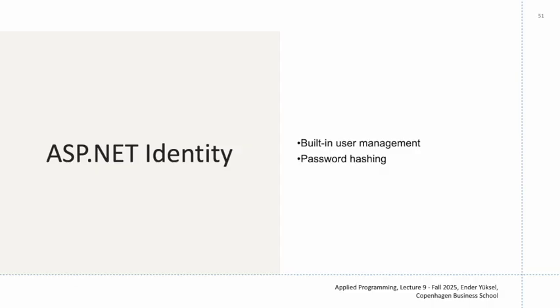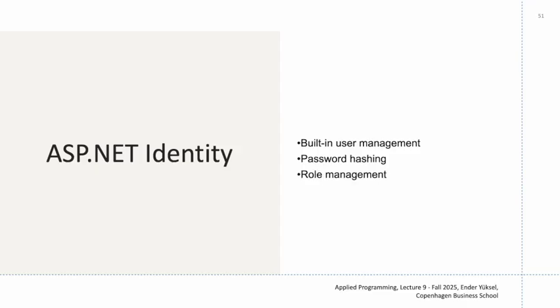Password hashing. When a user creates a password, ASP.NET Identity doesn't store it as plain text. Instead, it uses a technique called hashing. Hashing converts the password into a fixed-length string that cannot be reversed. Even if someone steals the database, they won't be able to read the passwords.